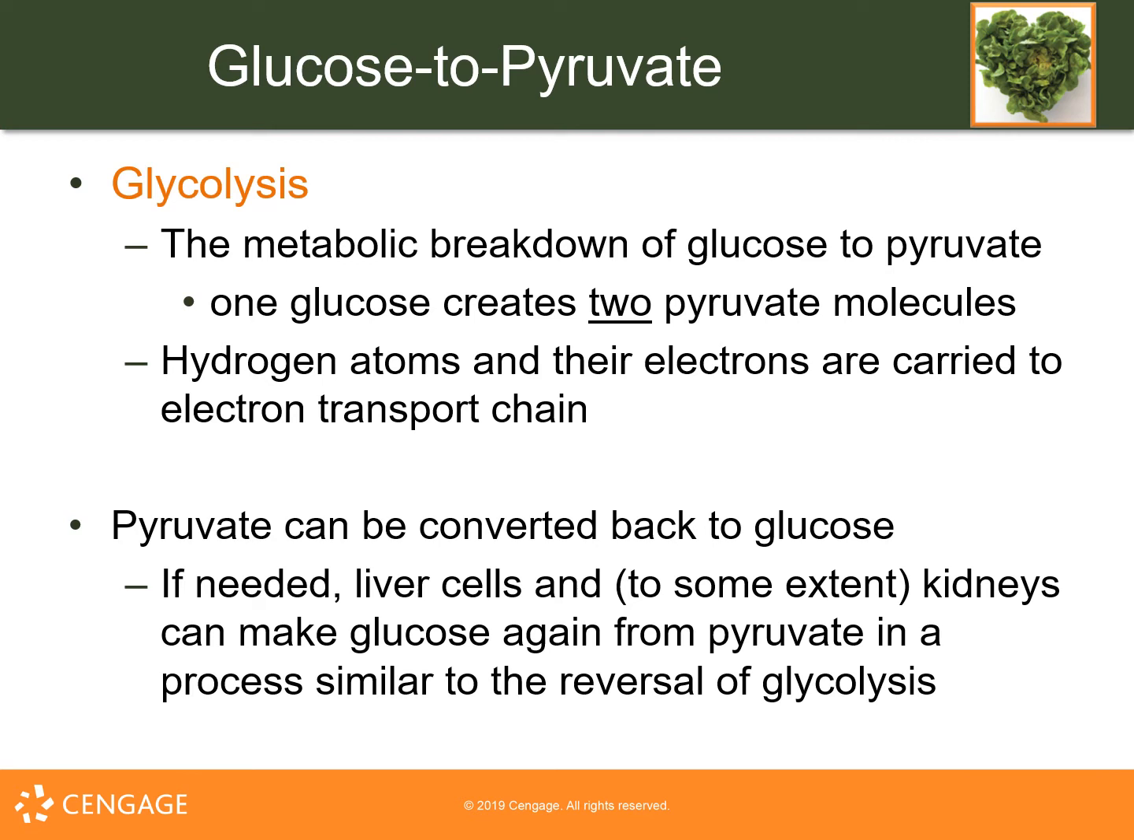Glucose to pyruvate. Glycolysis, also known as glucose splitting. The metabolic breakdown of glucose to pyruvate. One glucose creates 2 pyruvate molecules. Hydrogen atoms and their electrons are carried to the electron transport chain. Of note, pyruvate can be converted back to glucose. If needed, liver cells, and to some extent kidneys, can make glucose again from pyruvate in a process similar to the reversal of glycolysis.